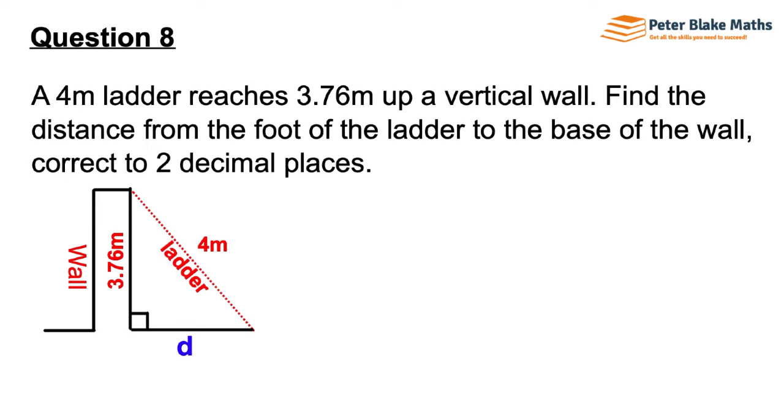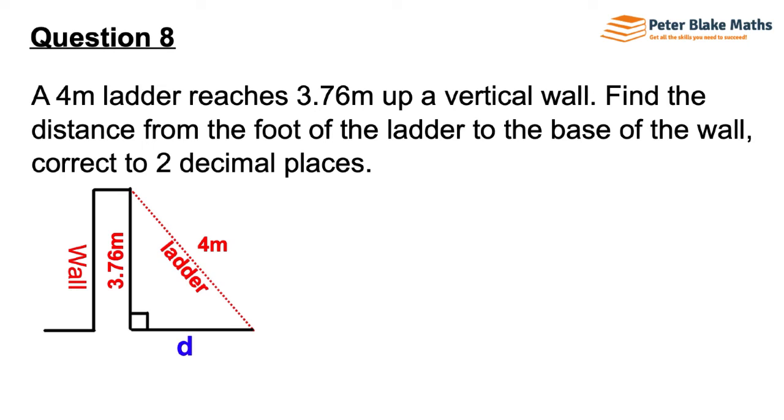Now we've made the wall vertical, which gives us a right angle down the bottom, and we've got a vertical distance there of 3.76 meters where the ladder reaches up the wall. Now that gives us a right angled triangle with 2 sides on it, a hypotenuse and one of the shorter sides, and we want to find the distance from the foot of the ladder, the bottom of the dotted red line there, to the start of the wall where the right angle is situated there. And so that can be written as D there.